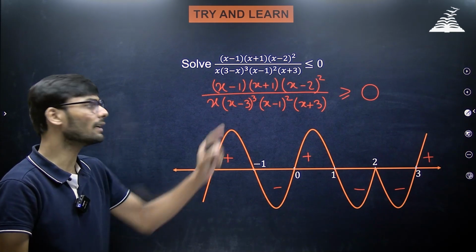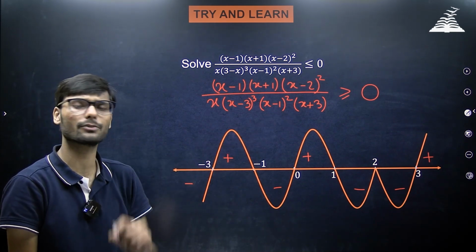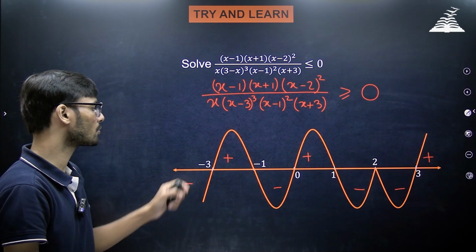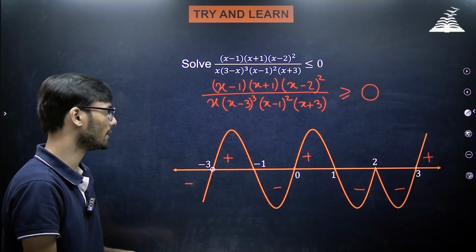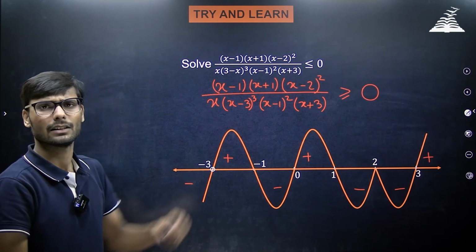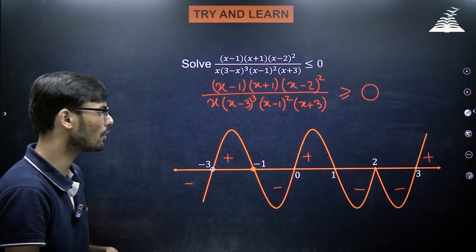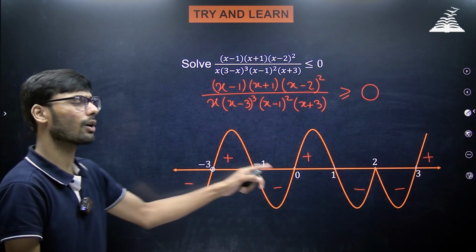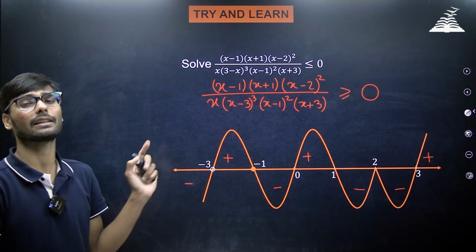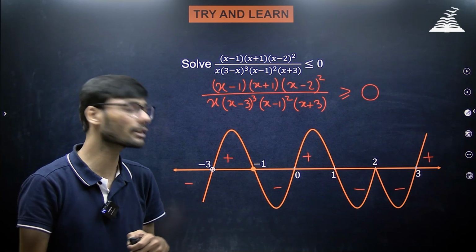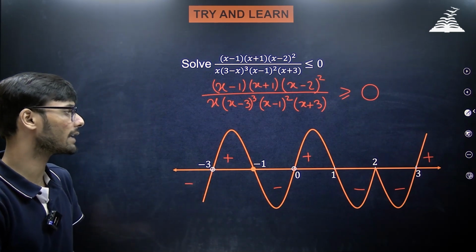Can x be minus 3? No. Why? Because x plus 3 will become 0, which is in the denominator. So a hollow dot at minus 3. What about minus 1? That's in the numerator, x plus 1. It could be 0. So solid dot at minus 1. What about x is equal to 0? It will make the denominator 0. We need to exclude this point, so a hollow circle at 0.